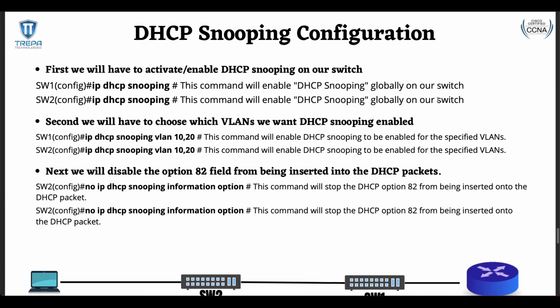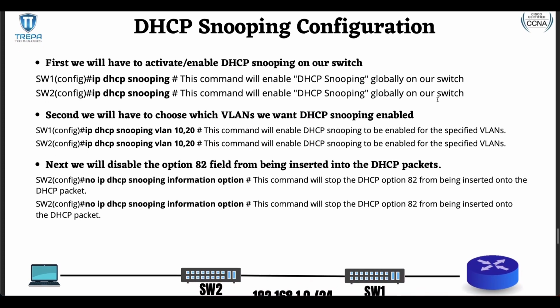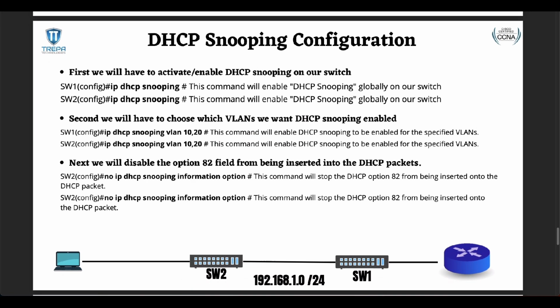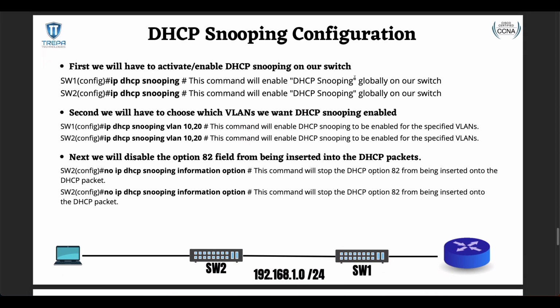So now let's go over configuration. To actually configure it is pretty simple, and I'm just going to zoom out of this real quick so we can get the full view. To configure DHCP snooping, the first thing we do globally is just type in IP DHCP snooping. So here, if we're going off this diagram, we do that on switch 1 and switch 2.